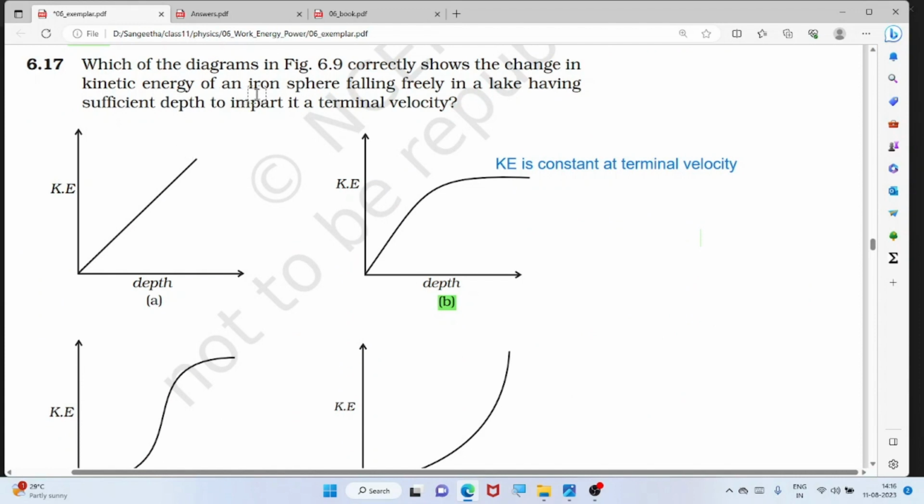Which of the following diagrams correctly shows the change in kinetic energy of the ionosphere? The kinetic energy will increase until it reaches the terminal velocity. After that, it will be constant.